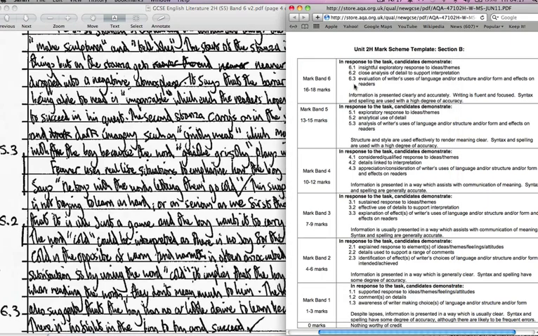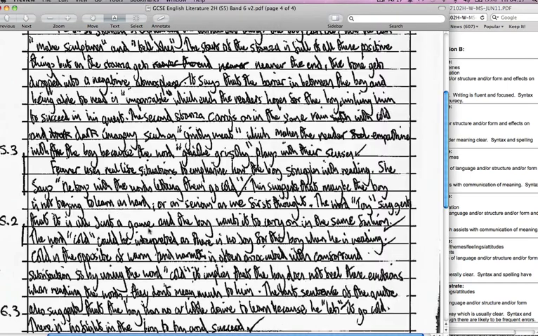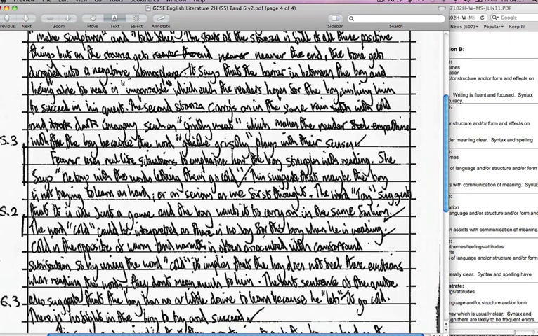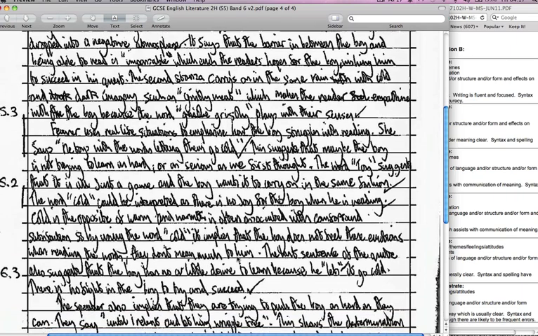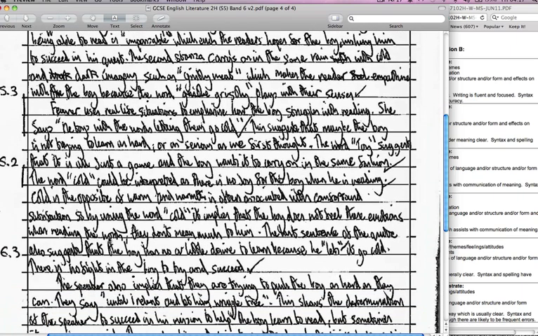So 6.2 says close analysis. Yes, definitely very close analysis because we're looking at a singular word, and it's supporting the interpretation of what he's just said. When he's reading, cold is the opposite of warm, and warmth is often associated with comfort and satisfaction. So by using the word cold, it implies that the boy does not feel these emotions when reading the words. They don't mean much to him. The short sentence of the quote also suggests that the boy has little or no desire to learn because he lets it go cold.